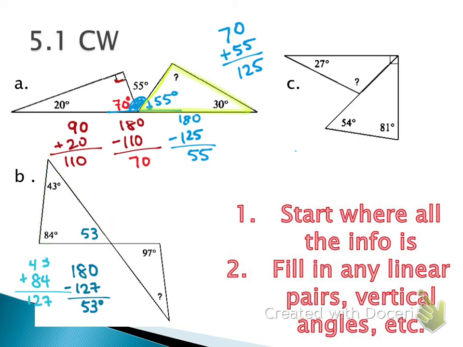is 53. So how do I keep moving information towards the question mark? What do we see in our picture? We see vertical angles, right? Vertical angles are formed by 2 straight lines. They're located across from each other. And what do we know about the measure of vertical angles? They're congruent. So that means if this angle is 53, across from it is 53. And then again, you have a triangle with 2 angles. You can find the third.